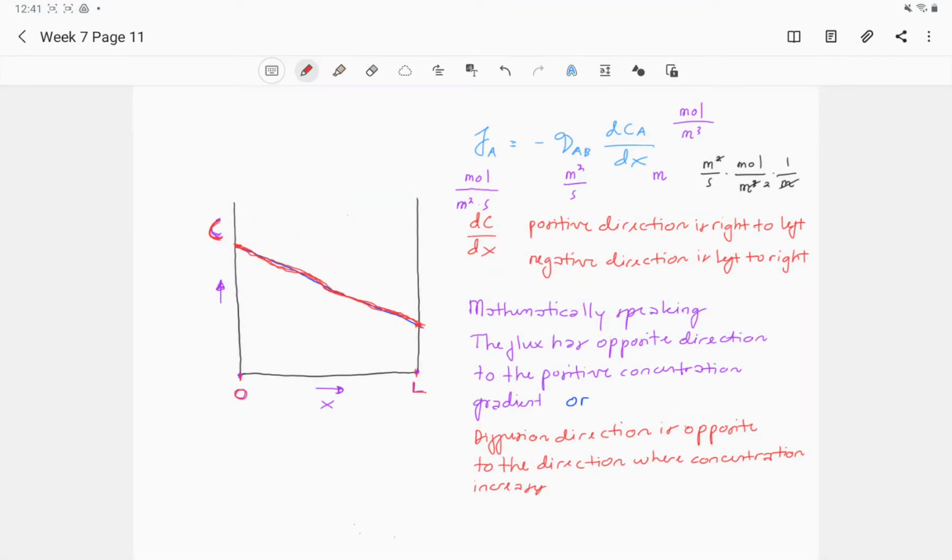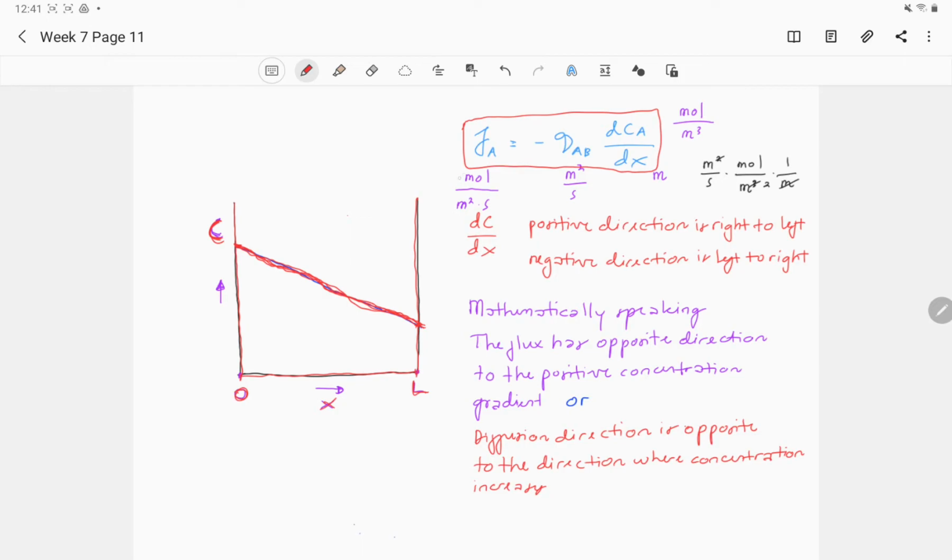So let's inspect what happened here, where we have a profile of concentration versus distance in one dimension. Here it's x, and here is c. So c is decreasing from the left to the right as we go from x equals 0 to x equals L. Fick's first law is given by this equation.